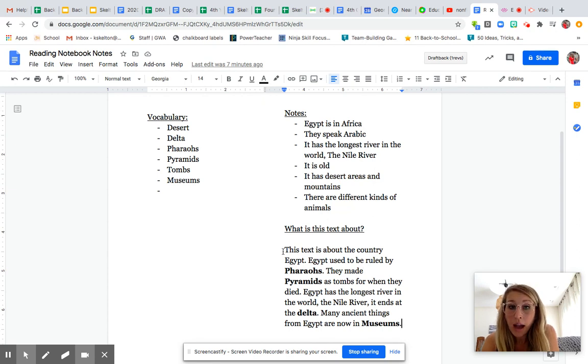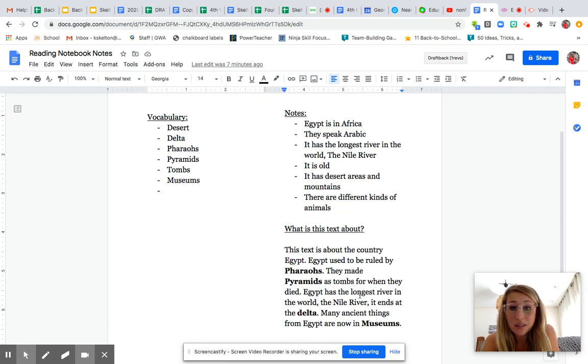So I wrote, this text is about the country Egypt. Egypt used to be ruled by pharaohs. They made pyramids as tombs for when they died. Egypt has the longest river in the world, the Nile River. It ends at the delta. Many ancient things from Egypt are now in museums.